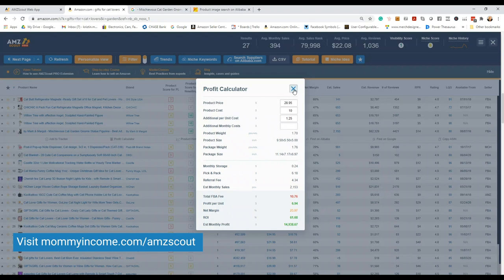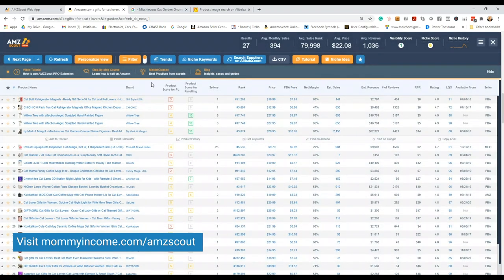There's so many more tools in here that I could show you, but I really just wanted to give you an at a glance of the AMZ Scout Pro extension because I'm in love with it. And the other reason I'm in love with it too is this niche score, niche history, and then there's also the sustainability or the actual visibility score, which is really important too. It's the percentage of other sellers who are looking for this particular niche.